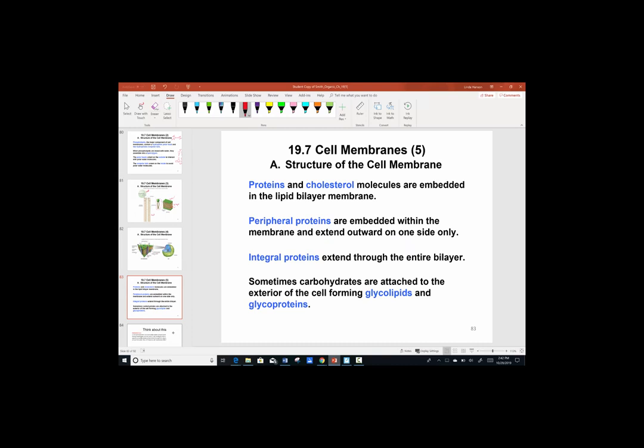Those proteins and cholesterol molecules are embedded in that phospholipid bilayer membrane, as pointed out. We said that peripheral proteins were embedded just on one side. Integral proteins extend the entire way through the phospholipid bilayer. And sometimes you'll even find carbohydrates attached to the exterior of the cell, glycolipids and glycoproteins. Upcoming chapters will talk further about carbohydrates and proteins and amino acids and so forth. So we're just saying the words to help ease into that next topic on proteins.